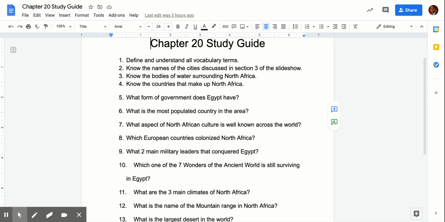Number 11, what are 3 main climates of North Africa? So North Africa is a vast area. Therefore, there are multiple different types of climates that can be found. Those 3 types of climates can be found in section 1. What is the name of the mountain range in North Africa? The mountain range that is in North Africa is in the northwestern part of North Africa. Okay? It can be found in section 1.